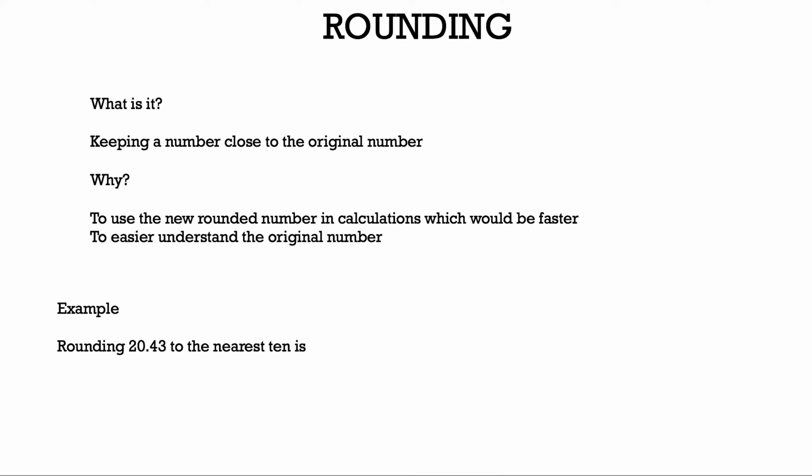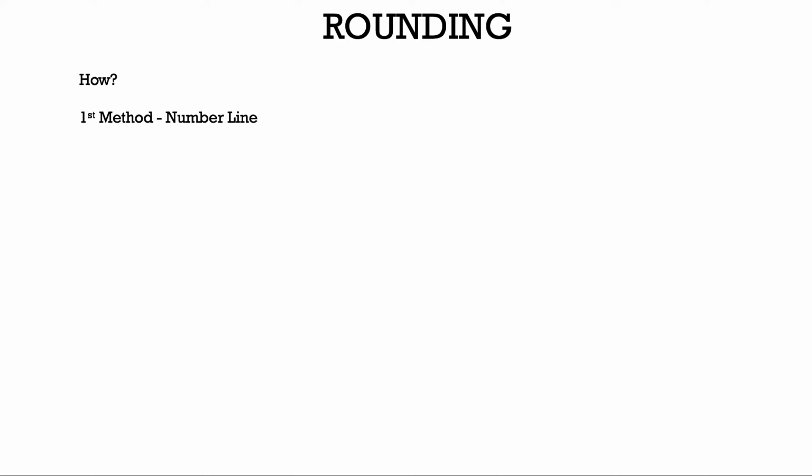An example, 20.43. So if you round that to the nearest 10, it is 20. Which one is easier to use, 20 and 43 hundredths or 20? 20 is easier in most cases. Now let's talk about the first method, the number line.